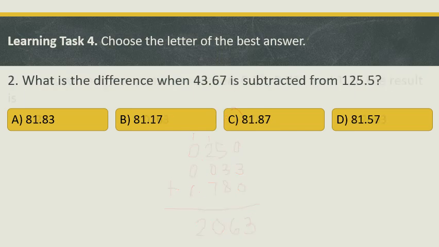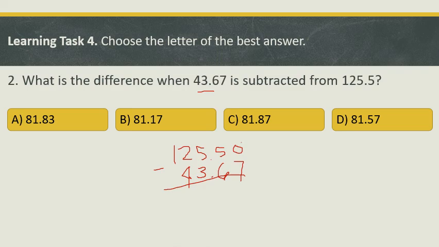Then, number 2. What is the difference when 43 and 67 hundredths is subtracted from 125 and 5 tenths? So, subtracted from. So, ito yung mas malaki natin. 125.5, difference to, subtracted from, so minus. So, lagyan natin ng decimal point para hindi malito. So, dito yung 6, 7. So, yung unahan niya ay 3, 4. Okay, so ipag-minus natin. So, since may empty place tayo, lagyan natin ng 0.